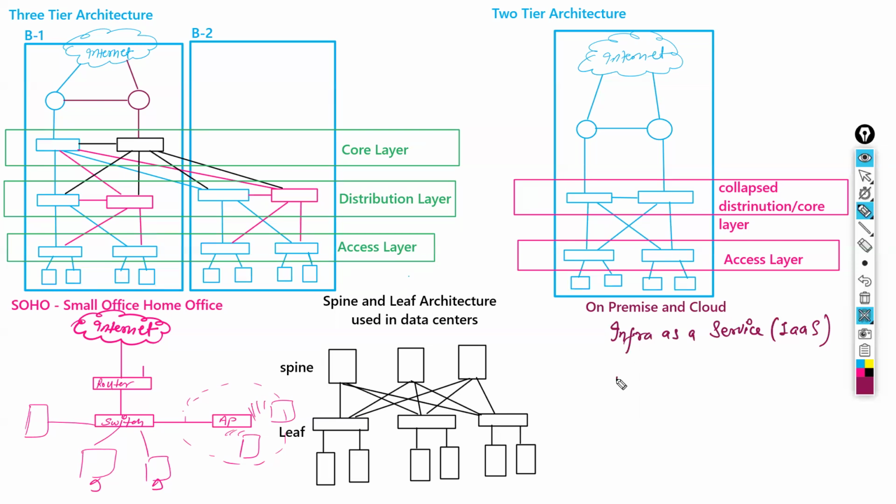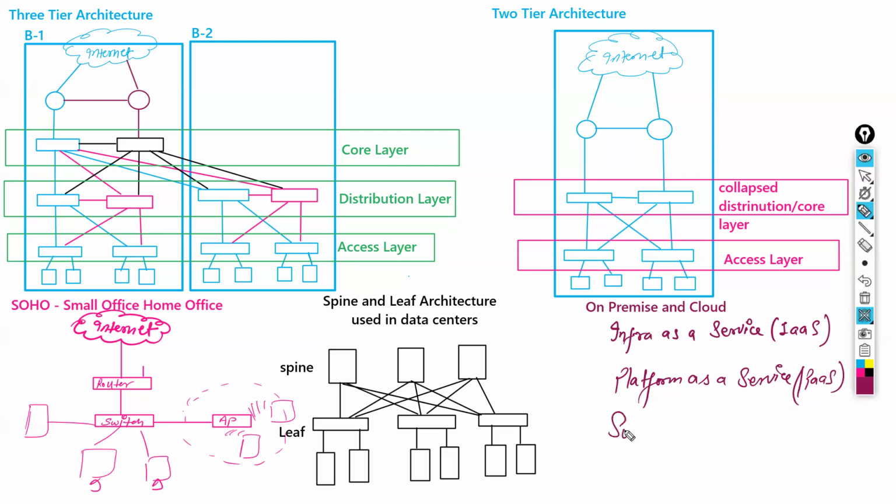Second architecture, platform as a service. So what is platform as a service? This time the provider will give you the operating system also. You just need to install the application and start working. They will handle the rest of everything.